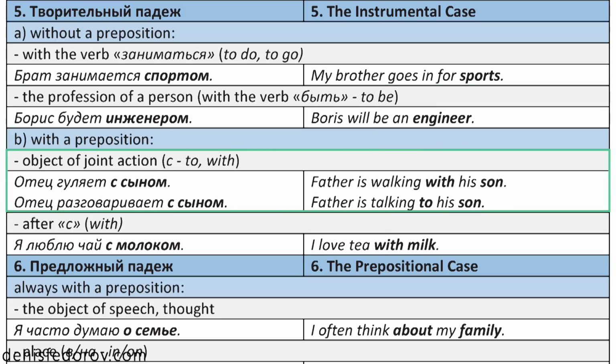Object of joint action: Отец гуляет с сыном. Father is walking with his son. Отец разговаривает с сыном. Father is talking to his son. After С, which is with: Я люблю чай с молоком. I like tea with milk.